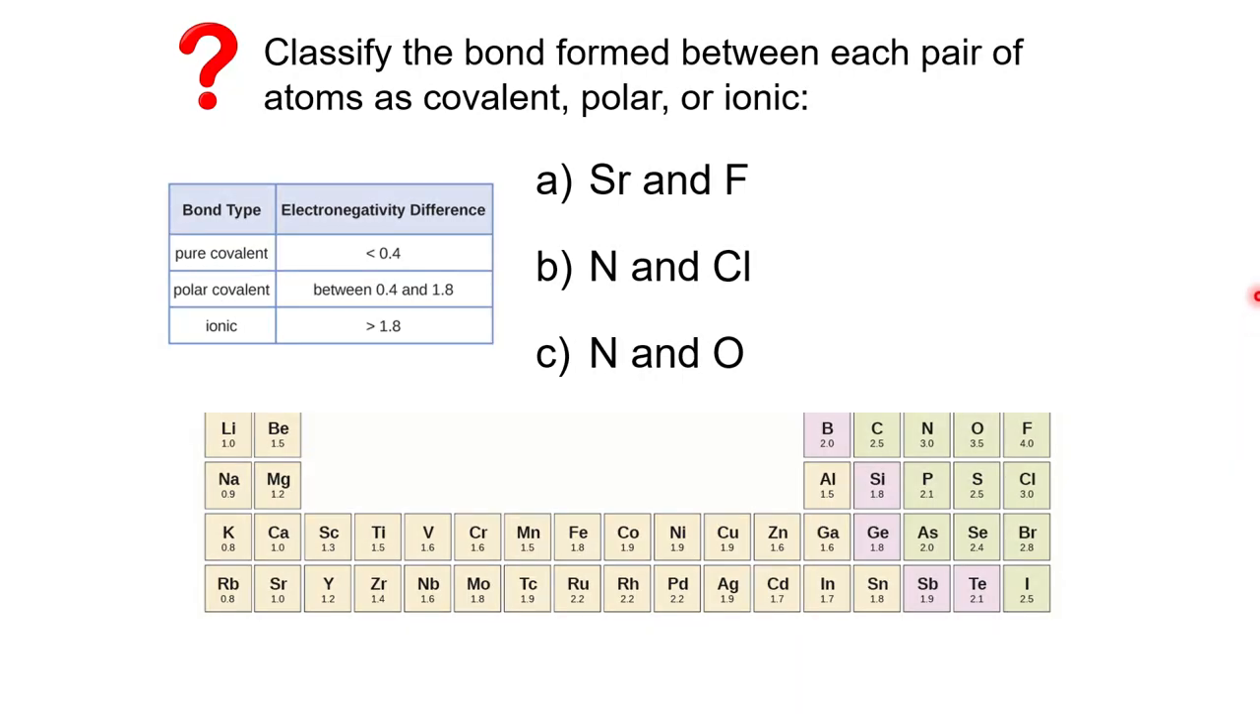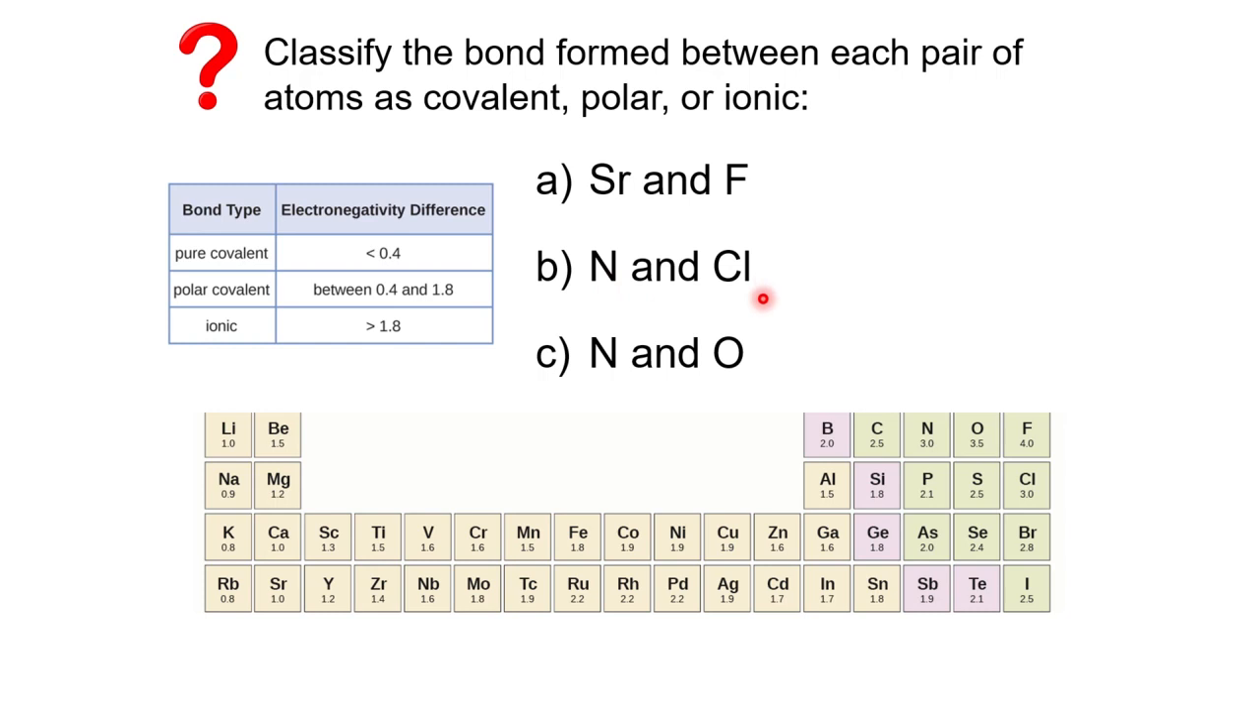So let's do some practice. Let's classify the bond formed between each pair of these atoms. So for A here, we have strontium and fluorine. And so we see that strontium is a 1 and fluorine is a 4. 4 minus 1 is 3. So it's probably ionic. The other hint we have that this is ionic is that this is a metal and this is a nonmetal.